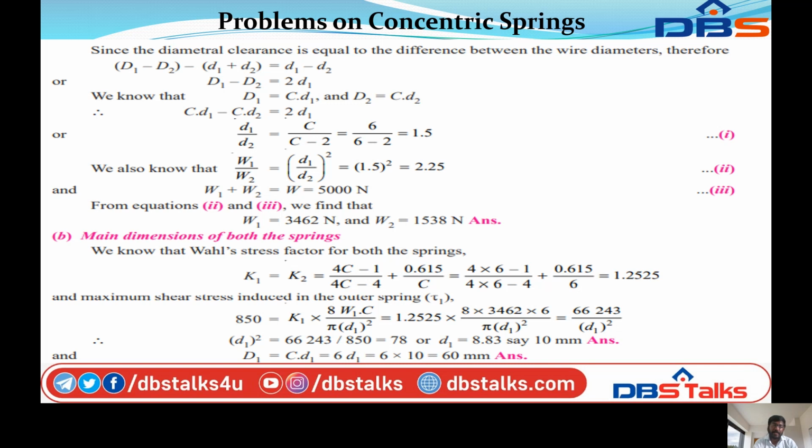Since the dimensional clearance is equal to the difference between the wire diameters, therefore capital D1 minus D2 is equal to capital D1 minus capital D2 minus small d1 plus small d2, that is equal to d1 minus d2, or d1 minus d2 is equal to 2 d1. We know that D1 is equal to C d1 and D2 is equal to C d2. Therefore C d1 minus C d2 is equal to 2 d1, or d1 by d2 is equal to C by C minus 2, that is equal to 6 by 6 minus 2, equal to 1.5. So d1 by d2 is equal to 1.5. This is equation number 1.